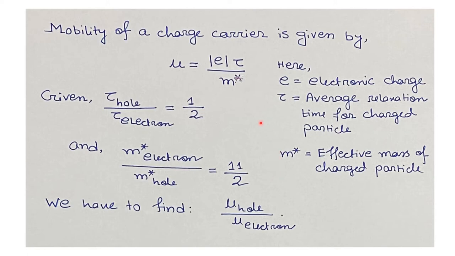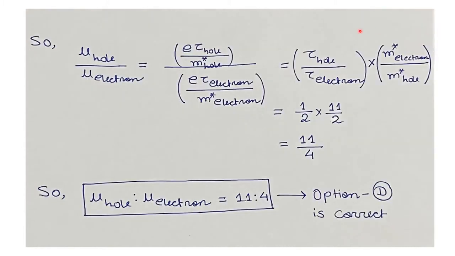Now in the question it is given that the ratio of the scattering time for hole to electron is 1:2 and the effective mass ratio for the electron and hole is 11:2. We have to find the ratio of the mobility for holes to electron. So we will take the ratio of the mobilities for holes to electron.